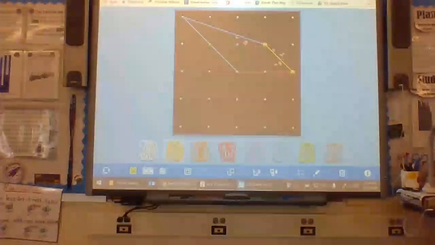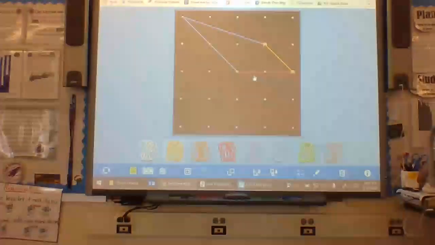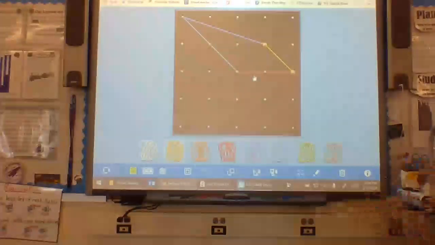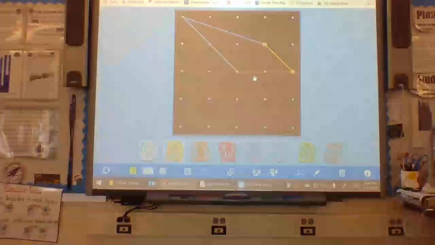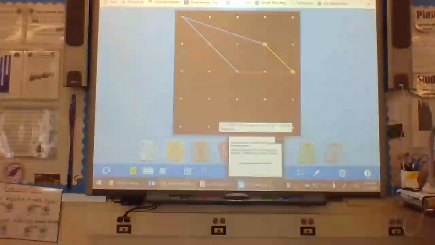1, 2, 3, 4. The important part is it says with no parallel sides. I can't have any sides going exactly parallel, like those train tracks that Mrs. Coons talked about, that would never meet. So right here, I think I've got that quadrilateral with no sides that would ever meet.